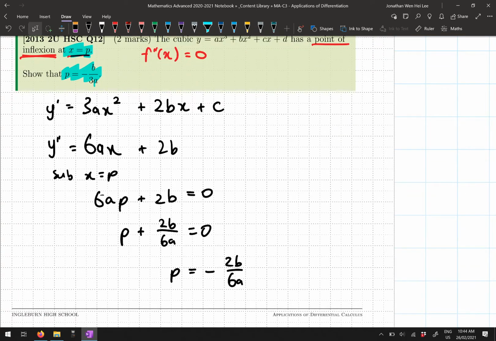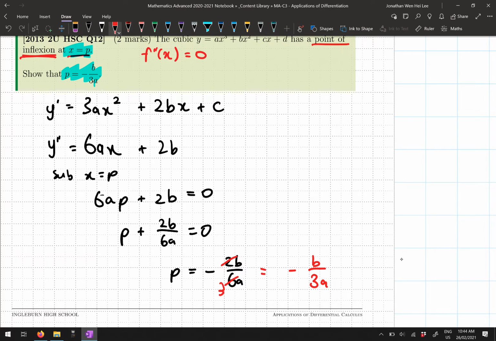Can I do anything to this? You can simplify. What can I cancel out? The 2 and the 6, and I get 3 here. So this becomes negative b over 3a. Is that what we wanted to prove? We did it. That's it.